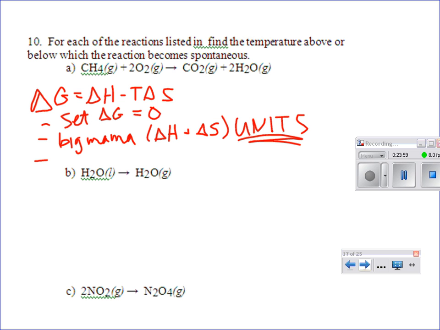And now what are we going to do? Solve for T. Once we solve for T, we can then look at the math and decide whether it's a minus minus or a minus plus or whatever. We're going to have to figure out if it's above or below that T that we're going to maintain the negativeness of the delta G.